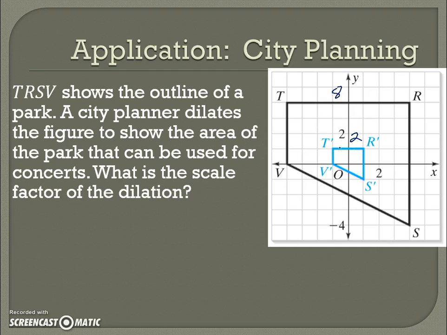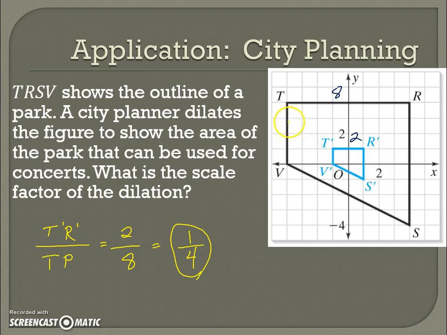So how do I find my scale factor? Well, I'm going to put the image on top. In other words, T prime R prime over TR, which is going to equal 2 over 8, which simplifies to 1/4. That's all you're doing on that. That is the scale factor of the dilation.